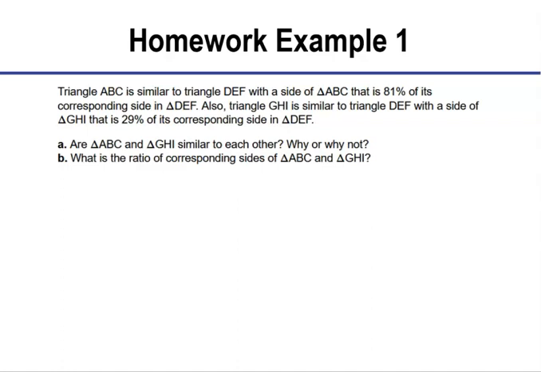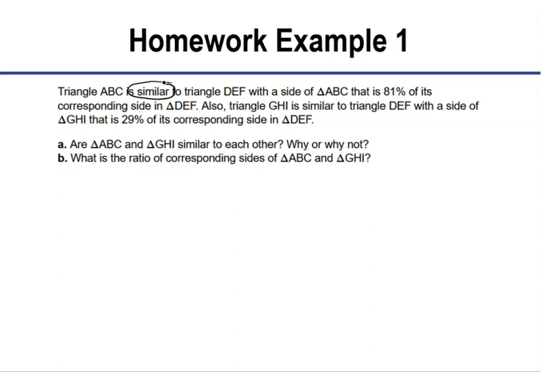So we've got triangle ABC is similar, hey, that's important, is similar to triangle DEF with a side of triangle ABC that is 81% of its corresponding side in triangle DEF. Also, triangle GHI is similar to triangle DEF with a side of triangle GHI that is, I know you can read all this, 29% of its corresponding side in triangle DEF. Whew, that's a lot. Now, they're asking if they're similar to each other. Why or why not? Let's address that. And what is the ratio of correspondence of sides of triangle ABC and triangle GHI?